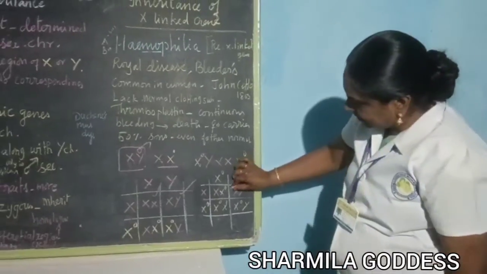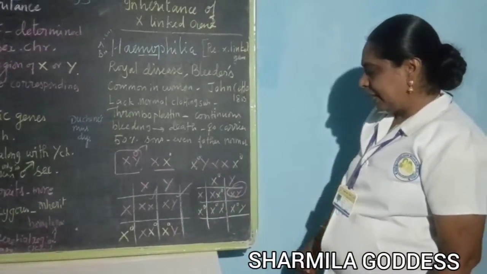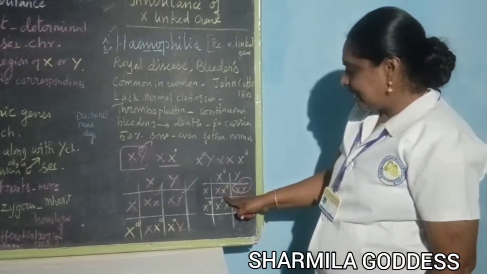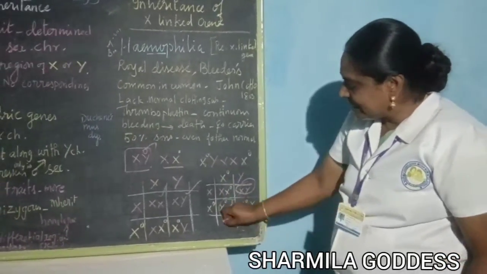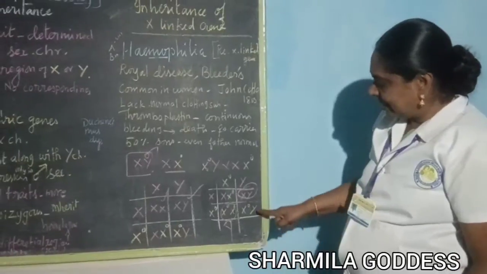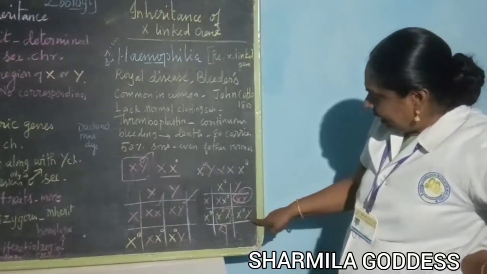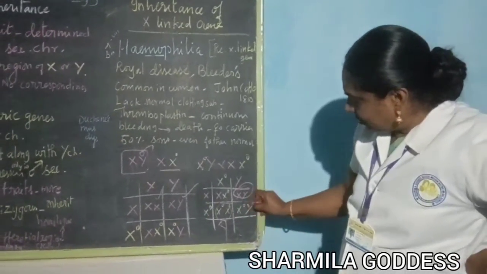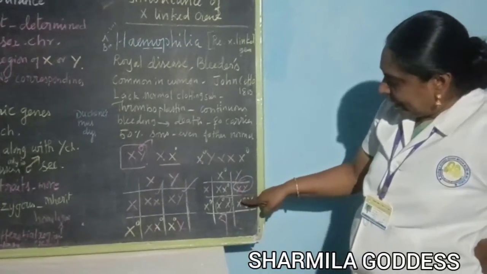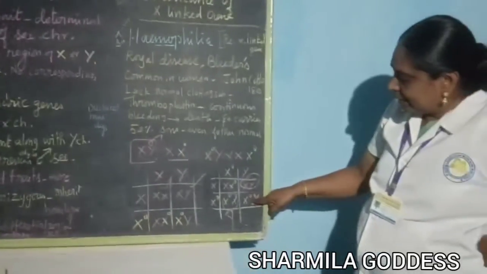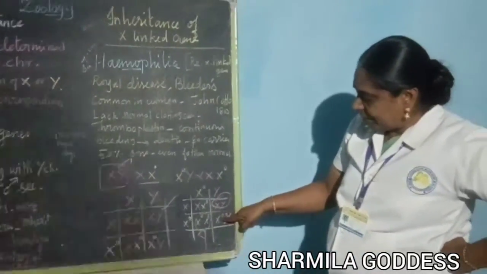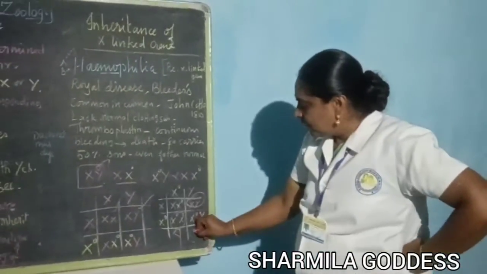Now what is this? This is normal, you know. This is normal. What is this? This is a carrier. Here both are affected, so we can say this is disease. Here this Y, though it is normal, but here the dominant X is affected. So this is also disease.